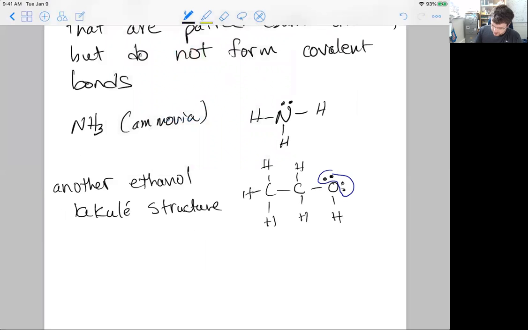What I want to do, I know this is a longer one, I want to kind of close out with double and triple bonds. You know what? I'll actually hold off on that. We'll do double and triple bonds next lecture.